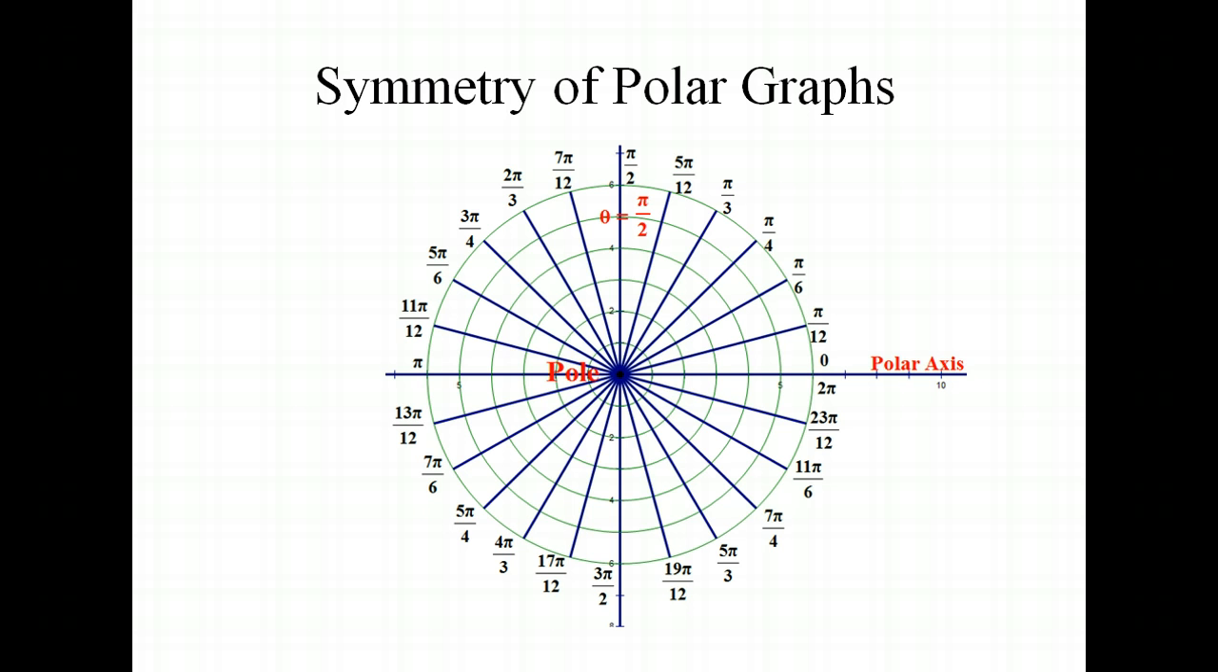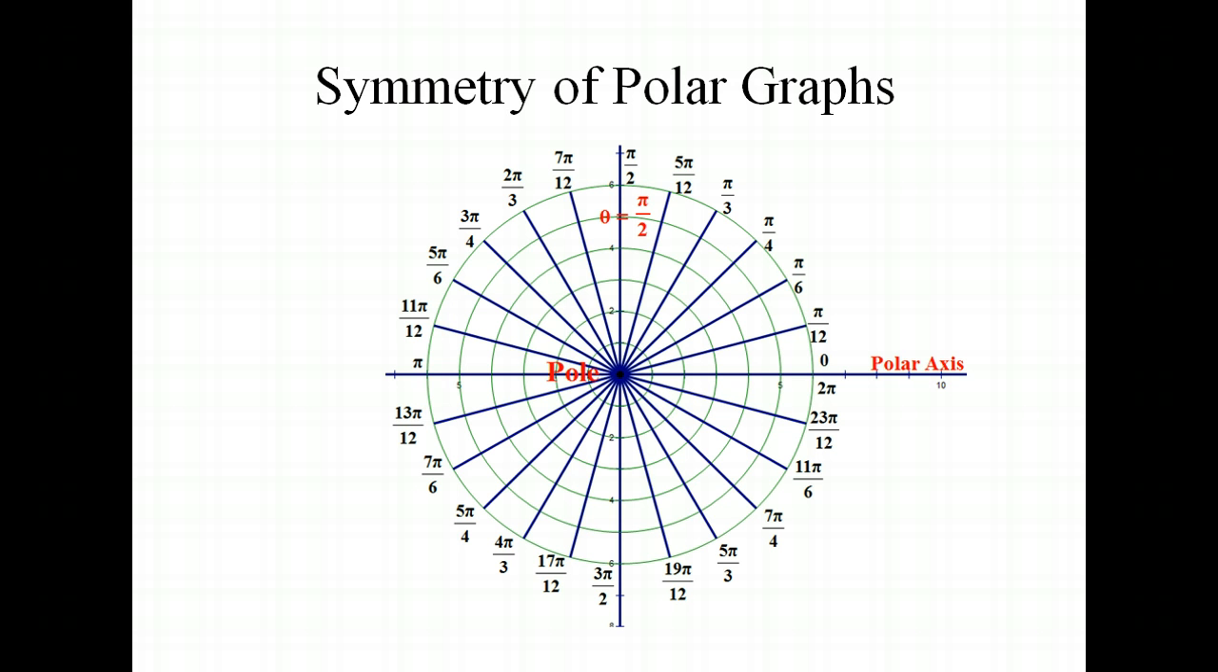What we're going to be doing is testing for symmetry, and our first one is going to be symmetry with respect to the polar axis. So with that one, we're going to be looking at any points on one side of the polar axis and reflecting them over the horizontal axis. If we land on another point on the graph, and we can do that for every single point on the graph, then the graph has polar axis symmetry.